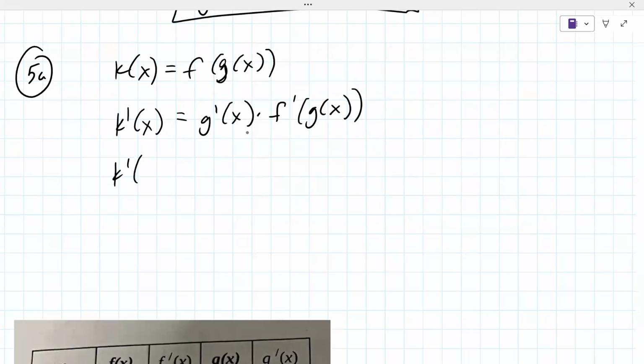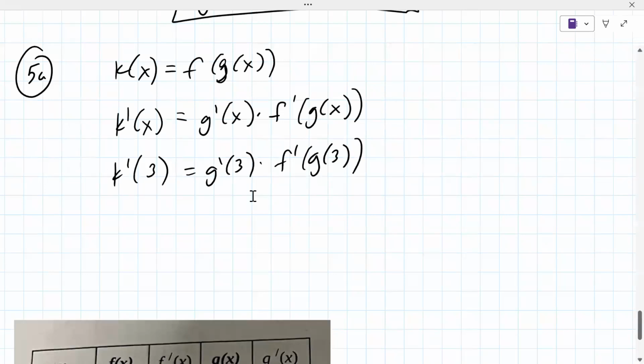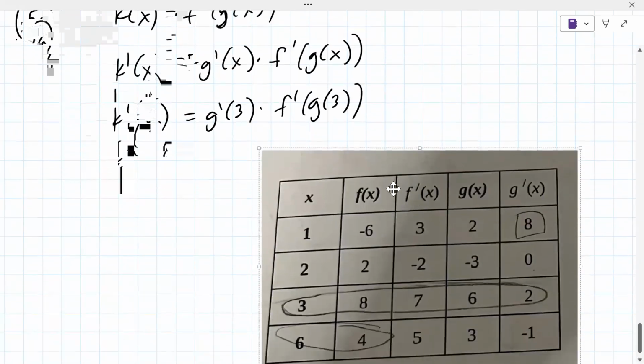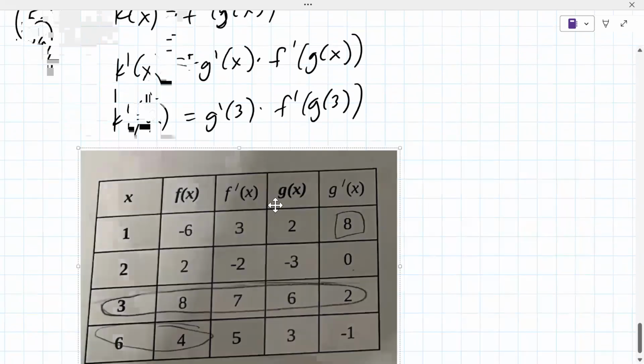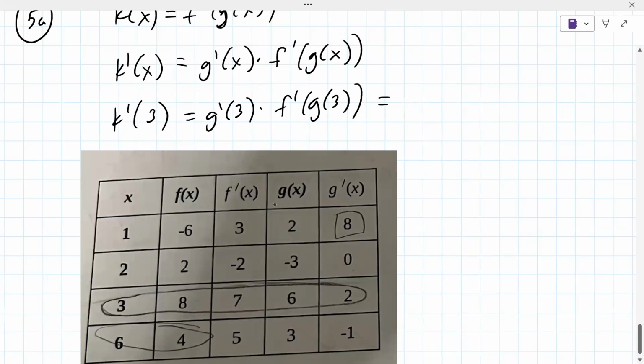So now we want K prime of 3, which is G prime of 3 times F prime of G of 3. I think it's really important to actually write it in the form and not try to come up with it on your own. Could you attempt to calculate this for us, please? G prime of 3... I got 10. Okay, so G prime of 3 is 2, times F prime of G of 3, which is F prime of 5. I agree, it's 10.